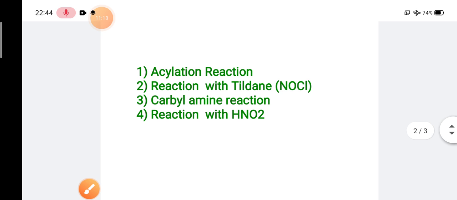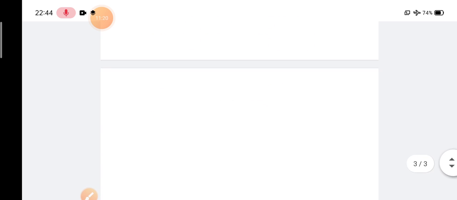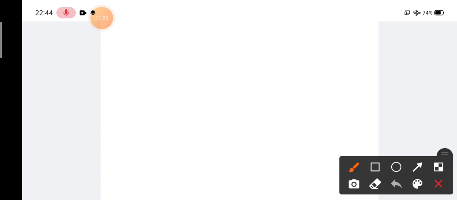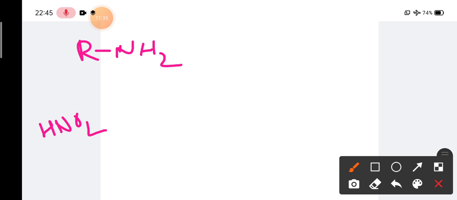Okay, so the last reaction of today is the reaction with HNO2. Okay, so we will do this reaction simply. Here we have to use the RNH2 part, RNH2. Okay, and it is being reacted with HNO2. Okay, so HNO2, we can write HNO2 as ONOH, right? We can write HNO2 in this format as well.